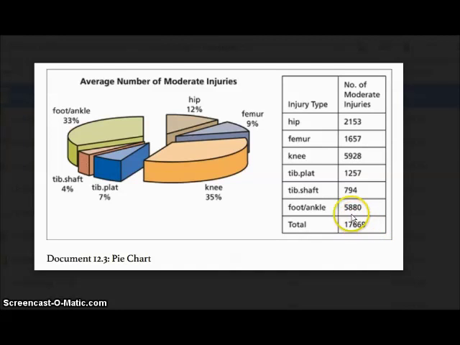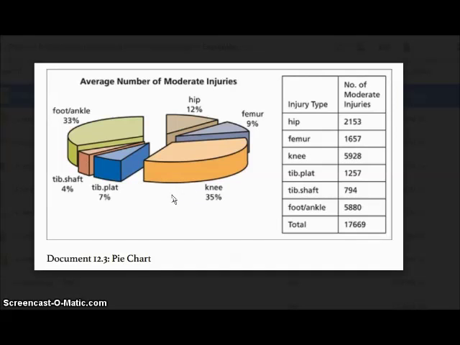Okay, so this third example, we have the average number of moderate injuries. This chart's a mess. It's good data. There's a lot of good data here. But again, we have this 3D pie chart, unnecessary. It's all split up. If this was just a 2D and we were just looking at it straight on, it would be much more clear how big each piece was.